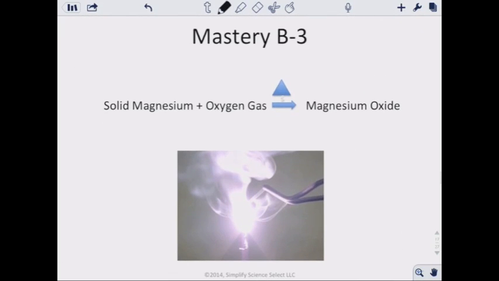Next one, very similar. We have solid magnesium plus oxygen gas produces magnesium oxide. So what we could say, the triangle above means heat's added. So we could say that heat is added to solid magnesium metal, which reacts with the oxygen in the atmosphere, and it produces a white powder of magnesium oxide. And so that's one way that we could say it there.